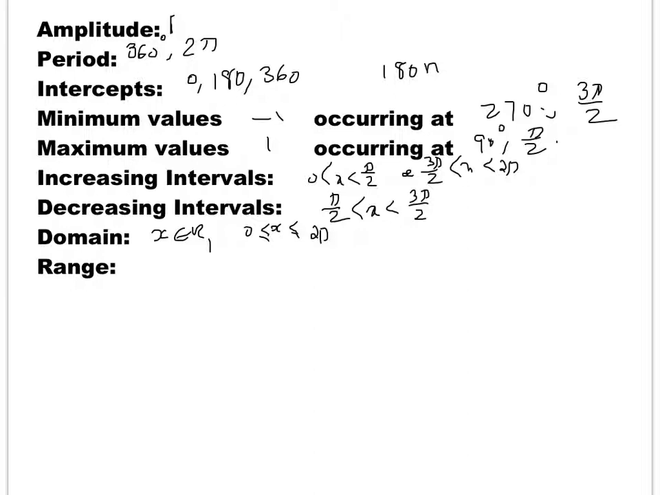Amanda? Negative 1 less than or equal to y, so y has to be a member of R, and y less than or equal to 1. It has to be greater than or equal to -1 and less than or equal to 1. Yes. So y is between 1 and -1 and is also a real number.